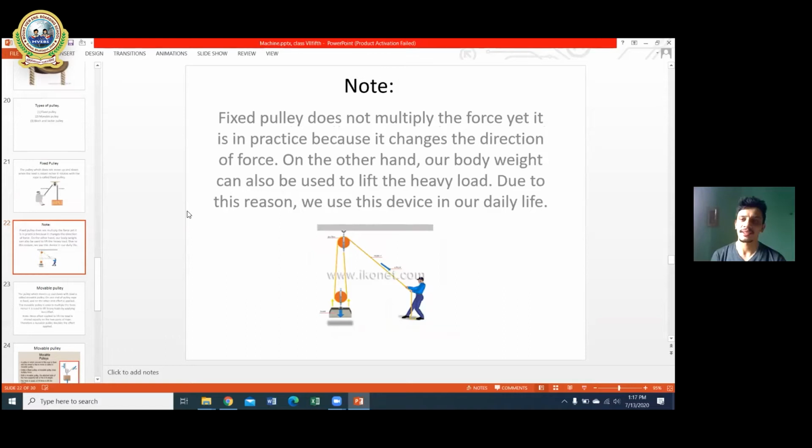Fixed pulley changes the direction of force. That is the main reason we use a fixed pulley. A fixed pulley does not multiply the force, it never multiplies the force, but still we use it because a fixed pulley plays an important role in changing the direction of force. Since it helps change the direction of force, we use a fixed pulley, all right.